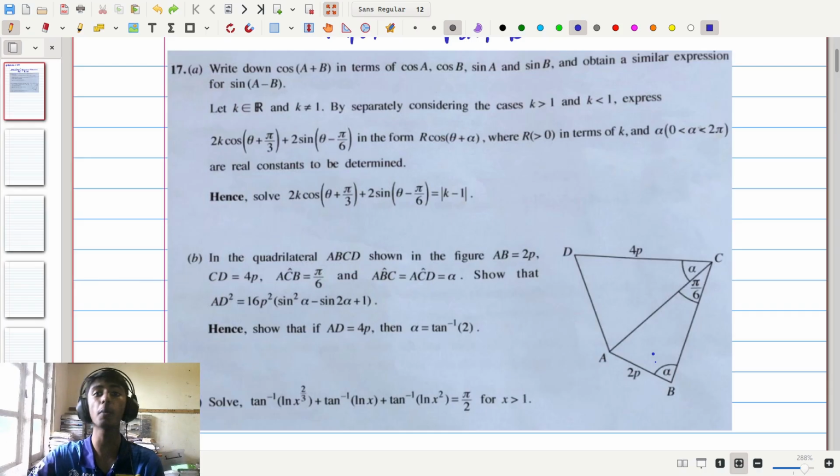But when it says and obtain, it usually means that we need to use that equation that we just wrote and do some kind of clever substitution into that equation in order to obtain the sine of A minus B in this particular case. Now when I solve this question, you will see exactly what I mean by this.